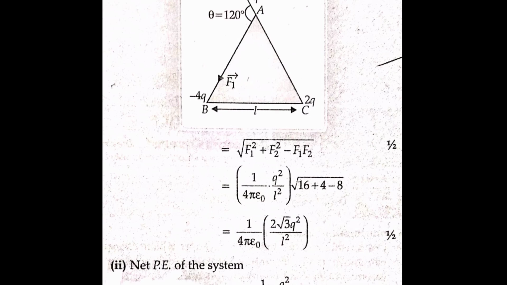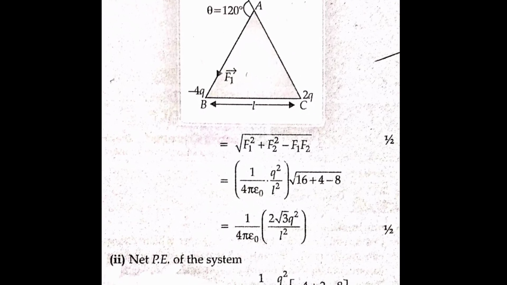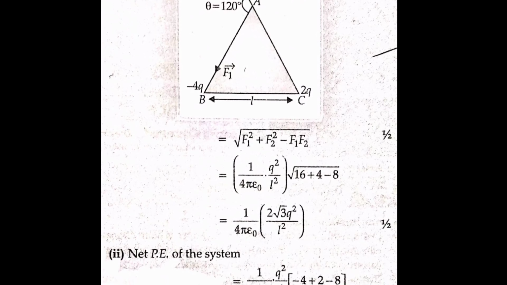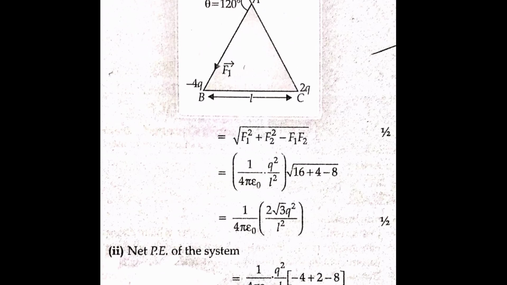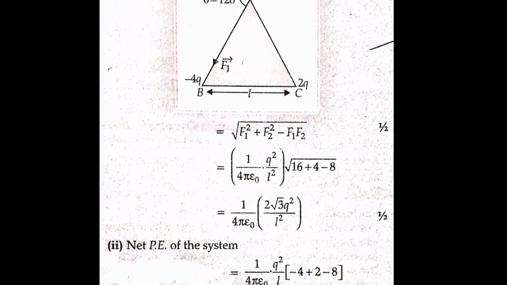Now the second question was to find out the amount of work done to separate the charges at infinite distance. The amount of work done means here we have to find the potential energy of the system. So here we have a 3 charge system, then how can we find the potential energy of the system?